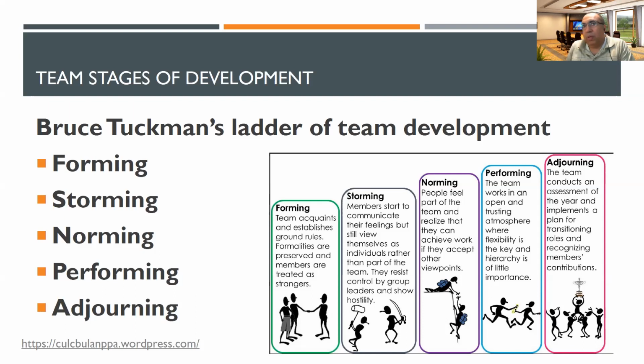And then in storming, initially you tell them, okay, this is our team and we have to do work together and this is our objective. So they still think of themselves as individuals, and they resist control by the group leaders and show hostility. So in the initial stage, many times you'll find in teams, there's a lot of conflict. There are people who don't agree. They are not getting along. And so you're having trouble.